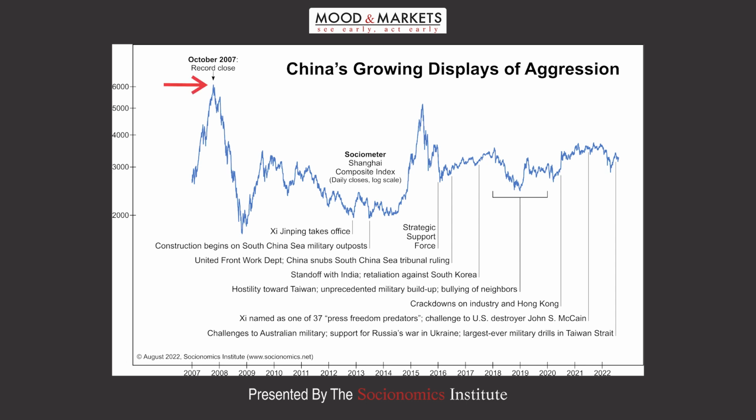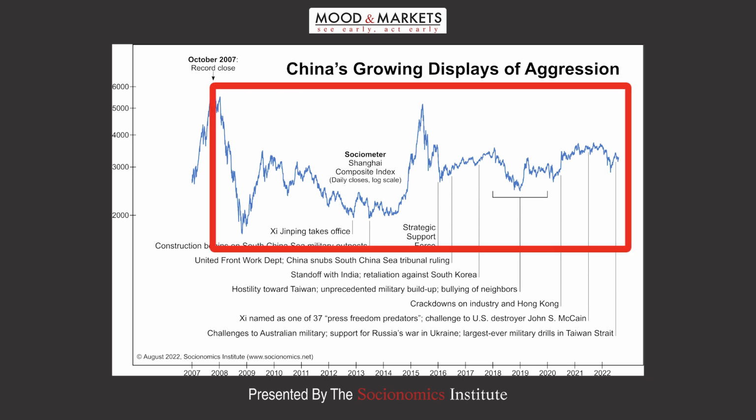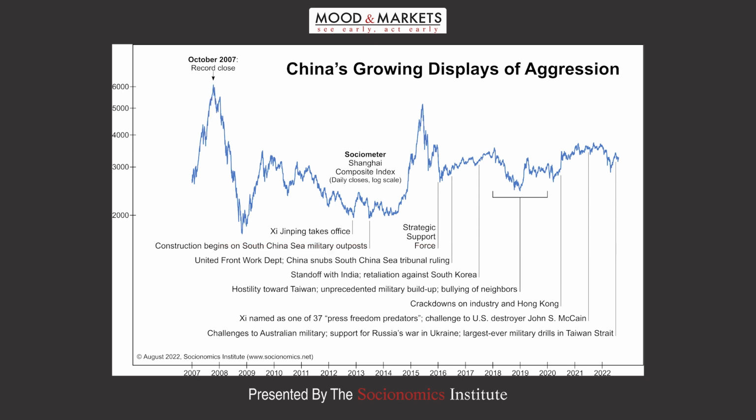And it starts near the all-time high in the Shanghai Composite in 2007. And you can think of the entire subsequent period as one large degree negative mood trend. And interestingly, the periods near smaller degree lows within that correction have been associated with heightened risk of conflict.